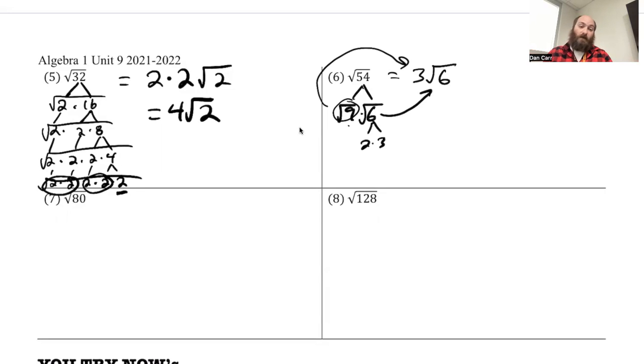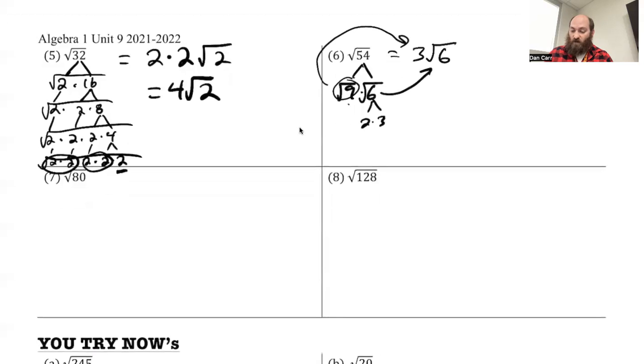Okay, 80 for number 7 here. If I want to do the square root of 80, again, thinking about perfect squares. Honestly, perfect squares might be a little bit difficult here, so I'm going to start doing breaking it down. Doesn't matter where I start with breaking it down. I'm going to go easy. 8 times 10 is something I see. 8 is going to be 2 times 4. 10 is 2 times 5.